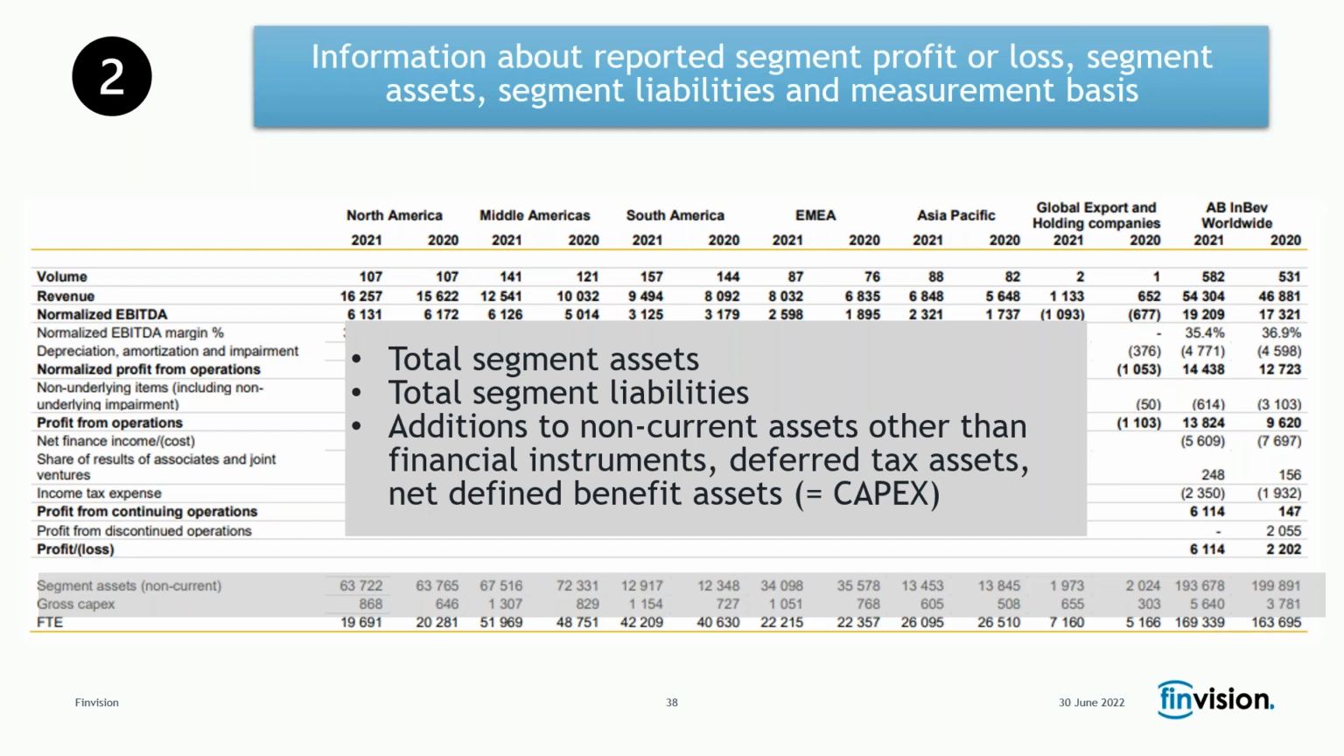What you also see here in this case with InBev, they have non-financial performance measures, which is volume at the top and FTE, because again, it's part of the internal management reporting to the chief operating decision maker. So you need to also include it in your segment disclosure. Really, it needs to be aligned.